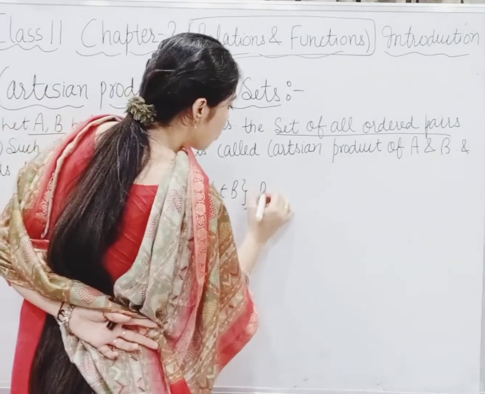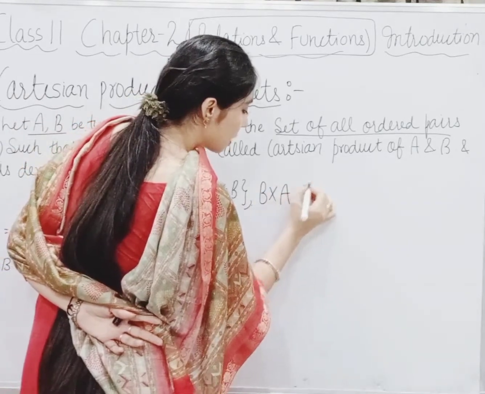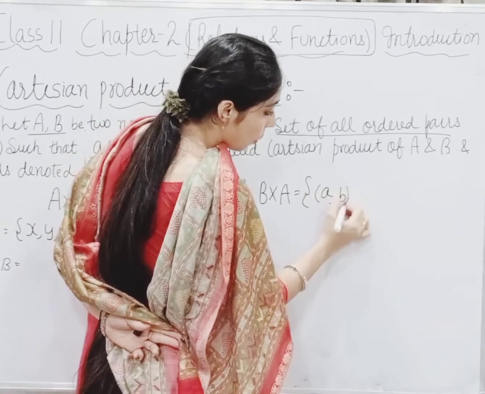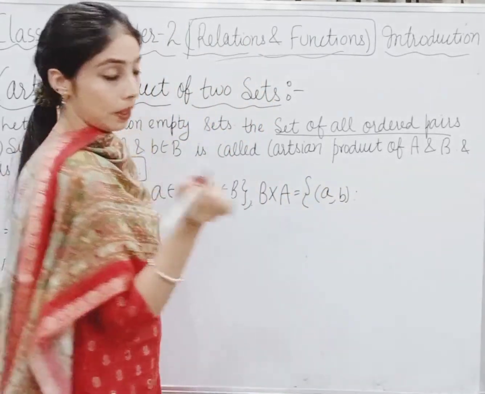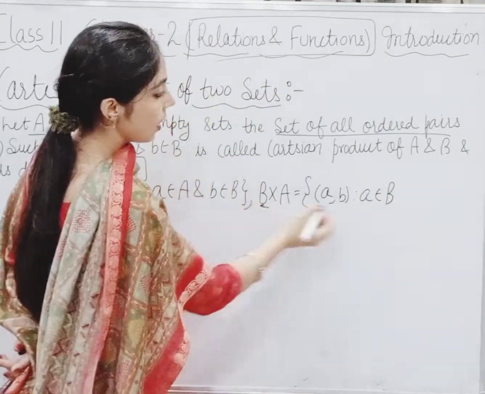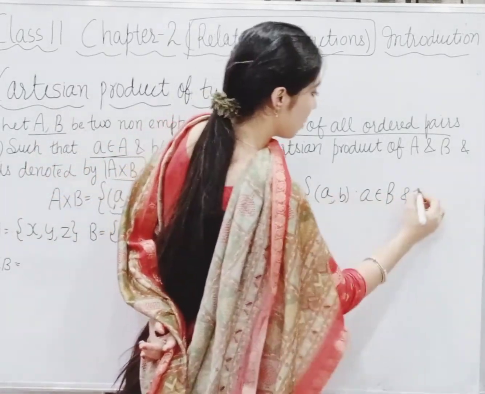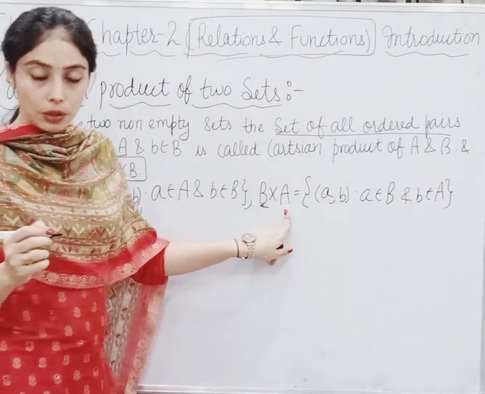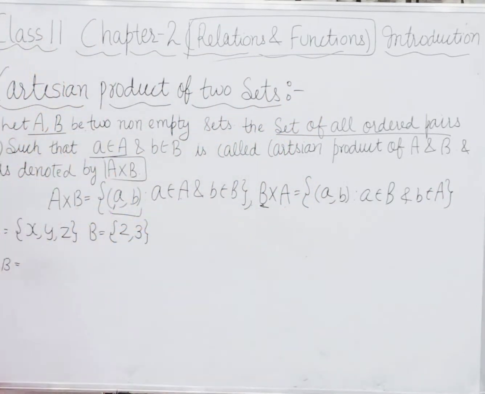If we have to find the Cartesian product B cross A, this will contain all the ordered pairs such that the first element belongs to B and the second element belongs to the second set, which here is A. With some examples, we will briefly discuss this.